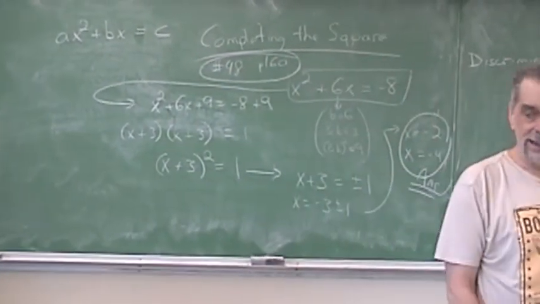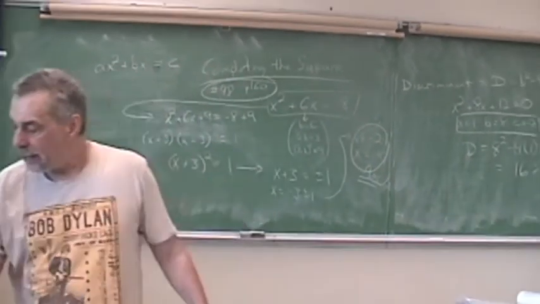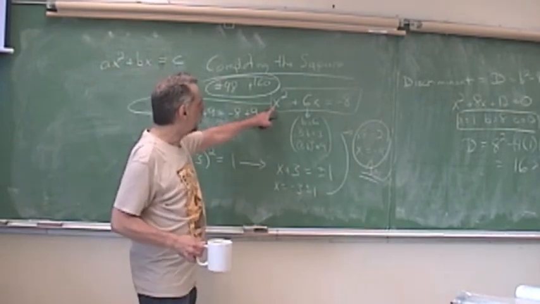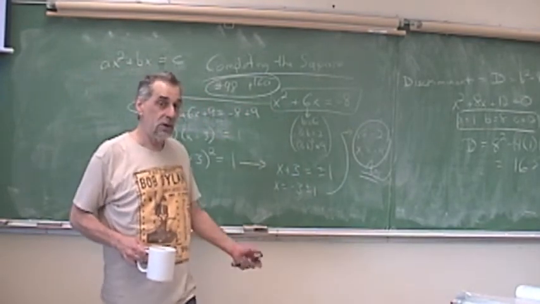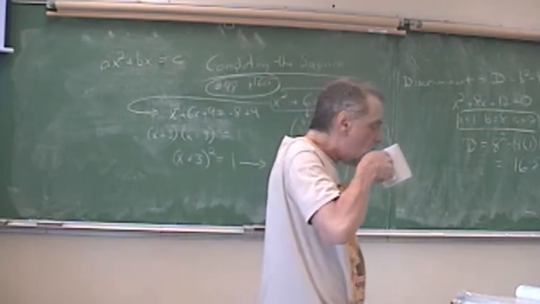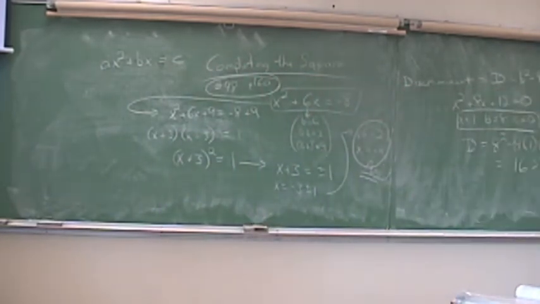All right, so that is the completing the square method. There's one more case where, remember we said we have to have a 1 out in front of the x squared, so let's look at one case where that is not the case and we have to fix that. All right.